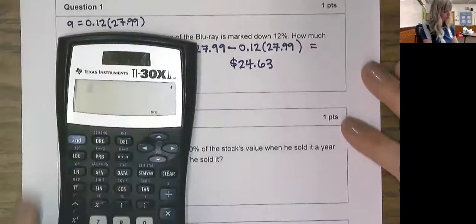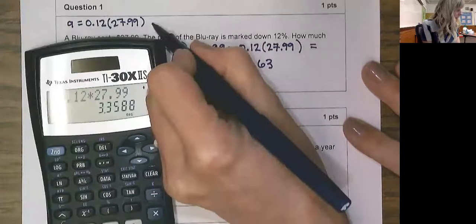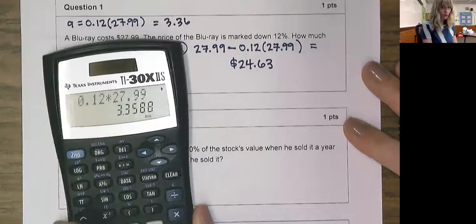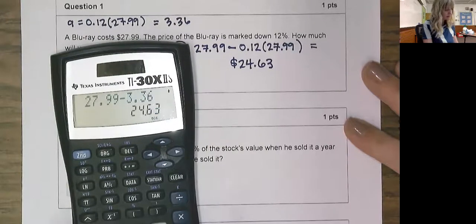Now watch what would happen if we'd done it the way we did in your notes. It's all the exact same thing. 12% of $27.99. We could totally find that first, write it down, and say okay, this rounds to $3.36. And then we would go $27.99 minus $3.36.